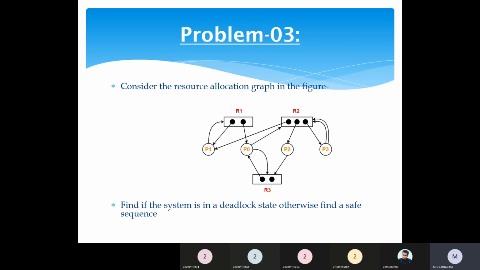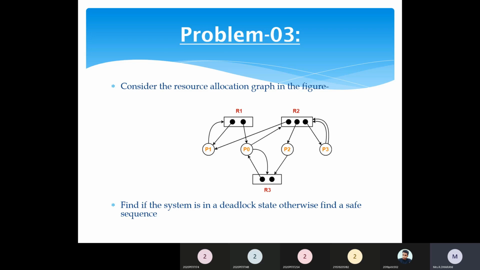Consider the resource allocation graph in the figure. Find whether the system is in a deadlock state, otherwise find a safe sequence. How many processes are there in the resource allocation graph? P0, P1, P2, P3. There are 4 processes. And how many resources with multiple instances? R1 has 2 instances, R2 has 3 instances, and R3 has 2 instances.